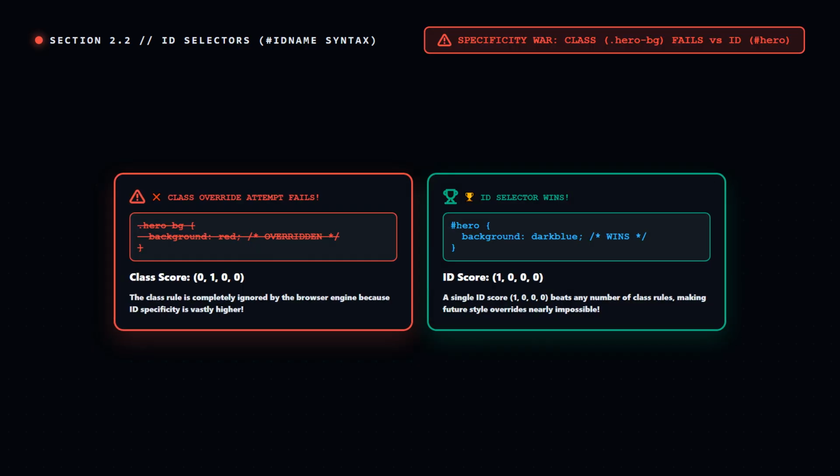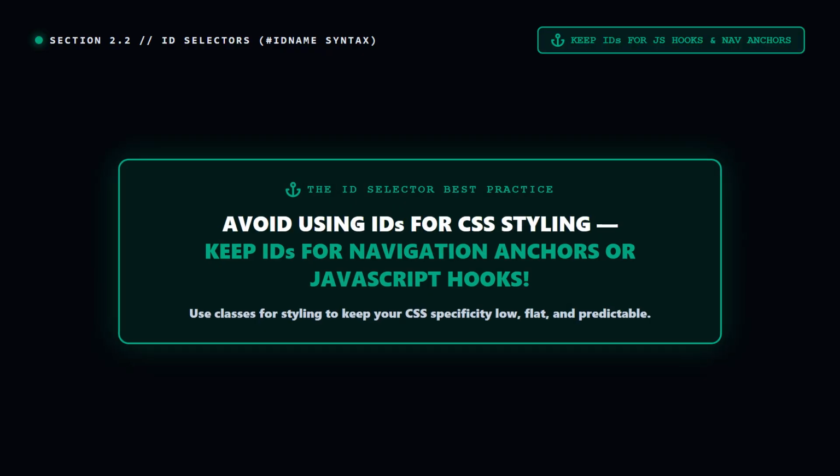IDs are very powerful, but they come with a warning. If you later try to change the background with a class, like .hero-bg { background: red; }, it won't work. The ID rule has higher specificity and wins over the class. That's why many developers avoid using IDs for styling. They keep IDs for navigation anchors or JavaScript hooks.